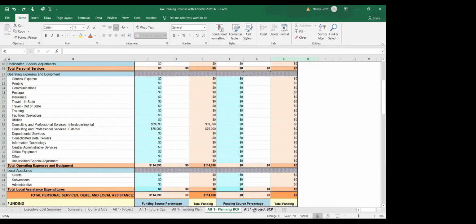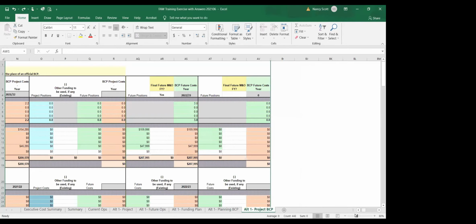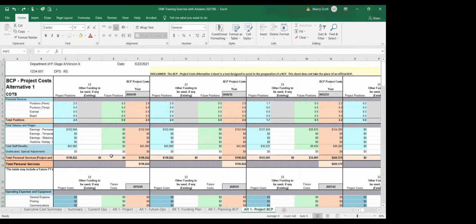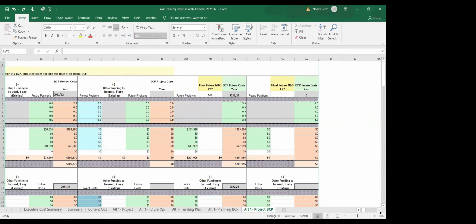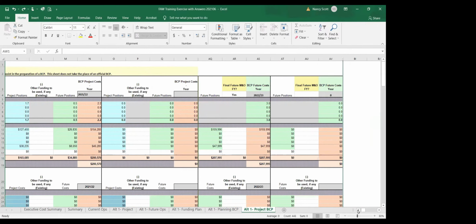Likewise, on the project side, which also includes the future ops, it's going to bring in where all those dollars are and if they're project or if they're future ops. So this one is combined for the project costs, and it brings in all the funds, and then it also brings in if there's a future op total that's just future ops.